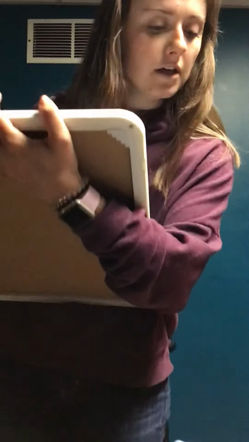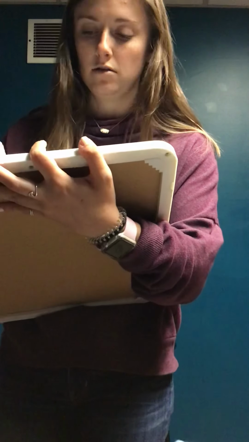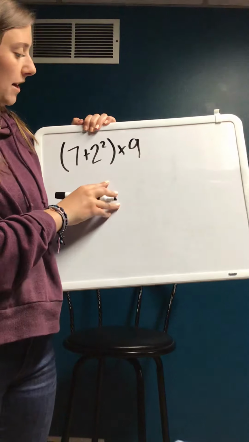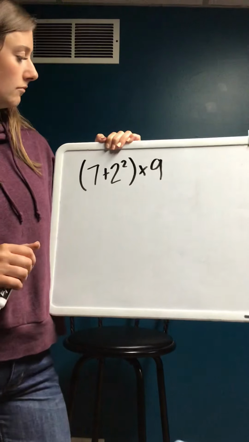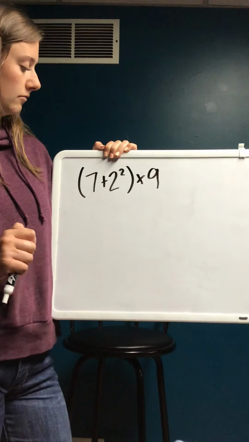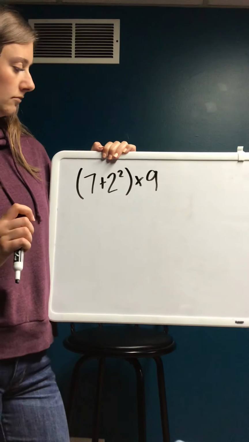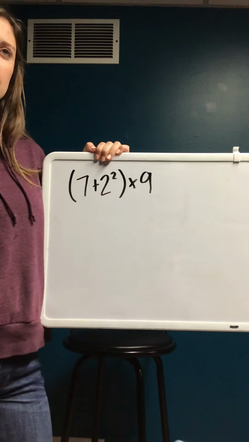So our first one is going to be, okay. So I want you guys to solve 7 plus 2 squared times 9. And go ahead and solve it at your table. Just remember the order of operations: parentheses, exponents, multiplication or division, and addition or subtraction.